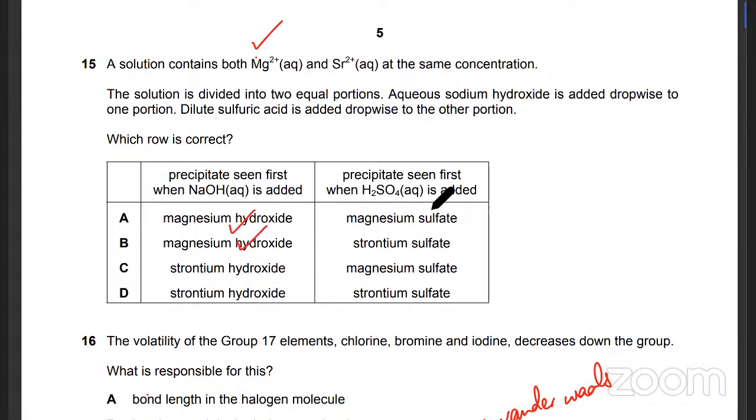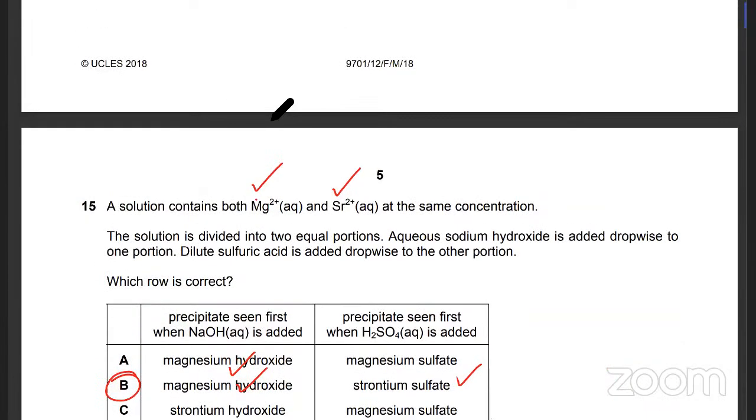Who's going to form a precipitate with the sulfate when sulfuric acid is added? Strontium. Because down the group, remember, it's opposite. Hydroxides, the solubility increases down the group. Sulfates, their solubility decreases down the group. So it's going to be strontium sulfate that forms the precipitate with sulfuric acid. Down the group, the sulfates are insoluble.